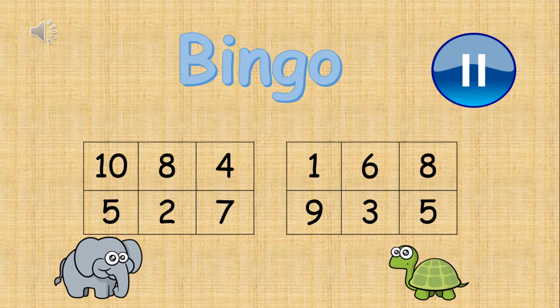Today we're going to play a game of bingo. What I would like you to do is get a piece of paper from your learning pack and a pencil and a different colour crayon or felt, anything you can get your hands on. And what I would like you to do is look at the screen and write down these numbers. Have you got them all? Make sure that you do. Pause the video now and write down all of these numbers, because Elephant and Turtle need your help in playing bingo. And I will explain everything on the next slide.